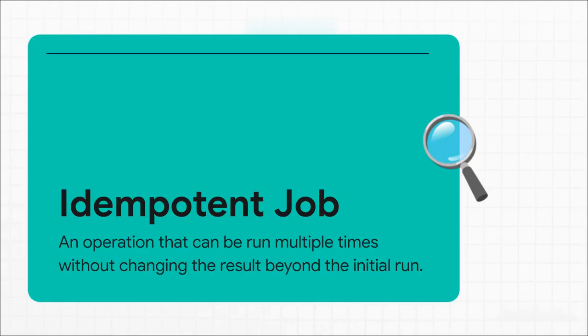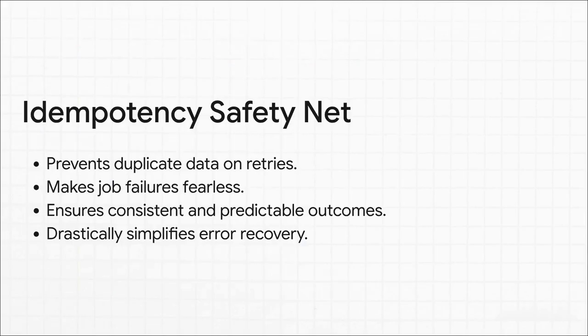Now, it's a fancy word for a really simple but incredibly powerful idea. An idempotent job is one you can run over and over and over again, and it will produce the exact same result after that first successful run. So what does that mean? It means if your nightly job fails at 3 a.m. for some random reason, you can just rerun it without ever worrying about creating duplicate data or any other nasty side effects. This is your ultimate safety net.